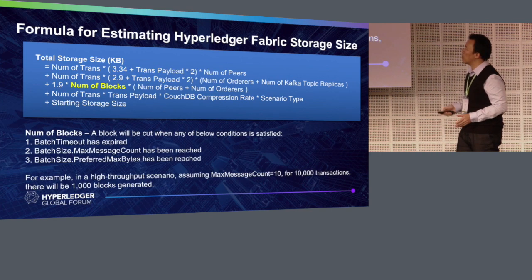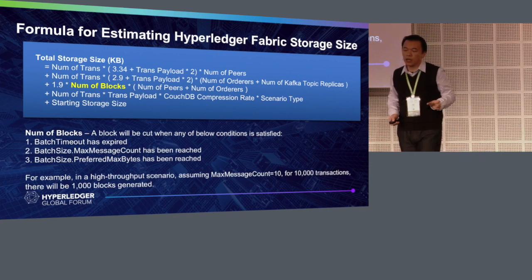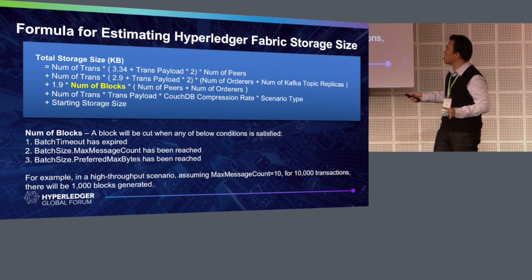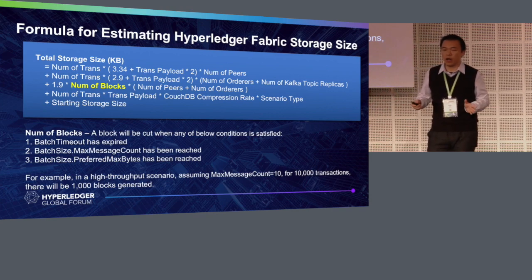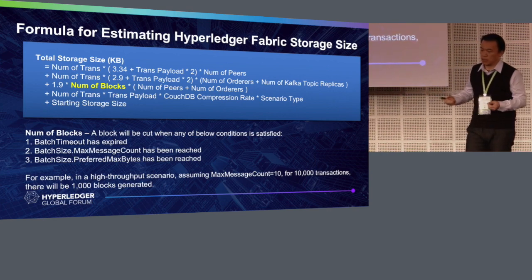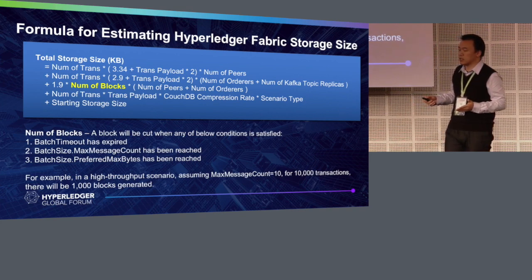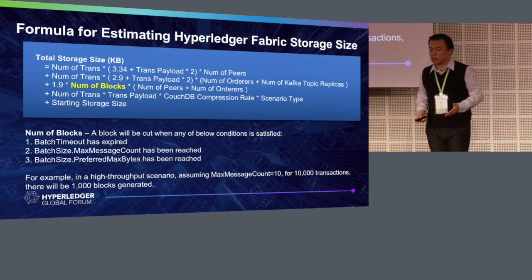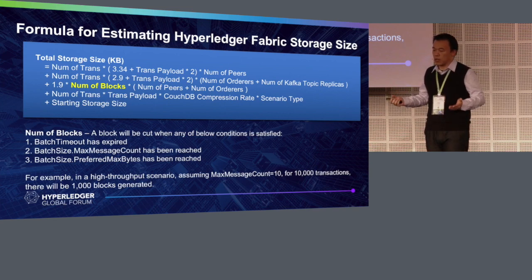Next one is the number of blocks. This is actually a number which is hard to determine, because a block will be cut when any of the below conditions is satisfied. For example, the first one is how long the block has been waiting for a transaction. The second one is how many transactions in the block have been assembled. The third one is how many bytes in size the transactions in the block are. This is very hard to determine, but for a specific scenario, we can still calculate.